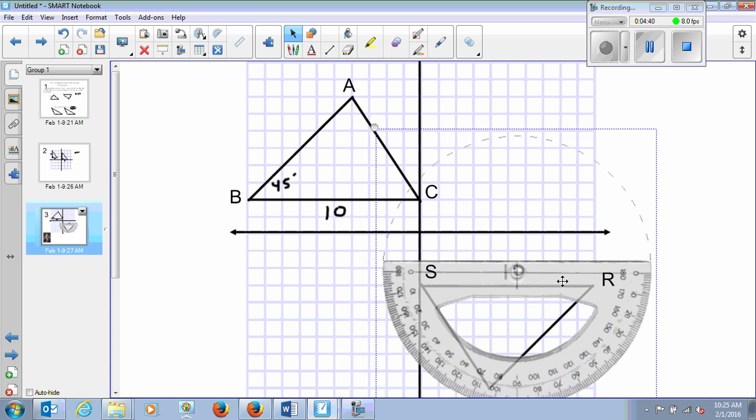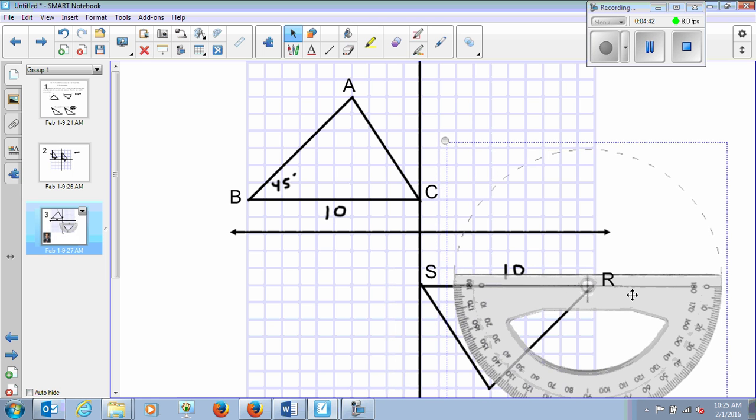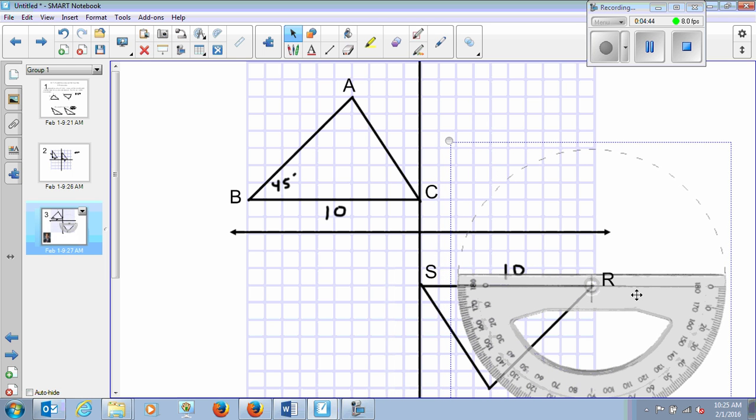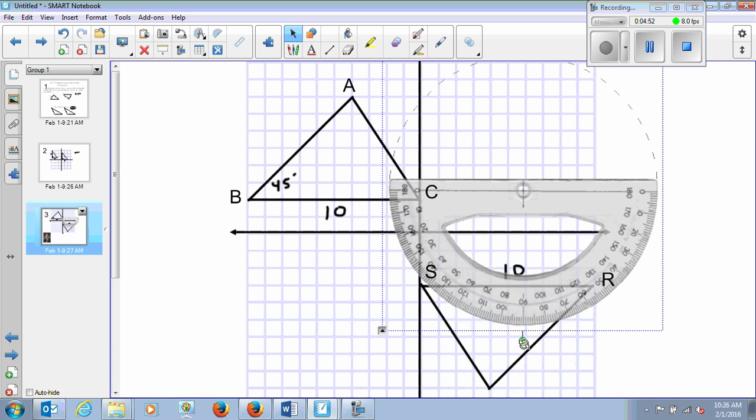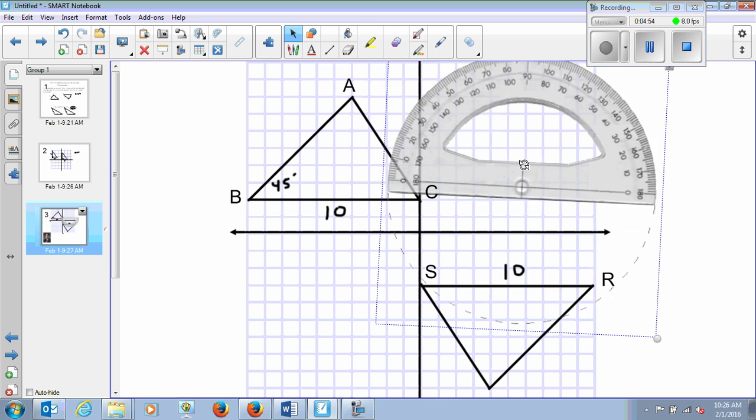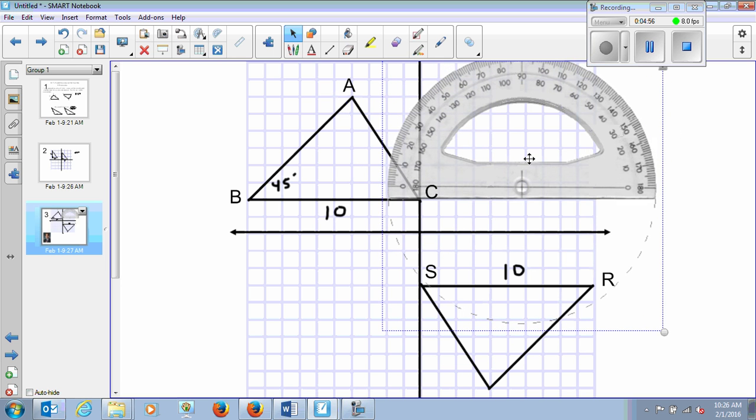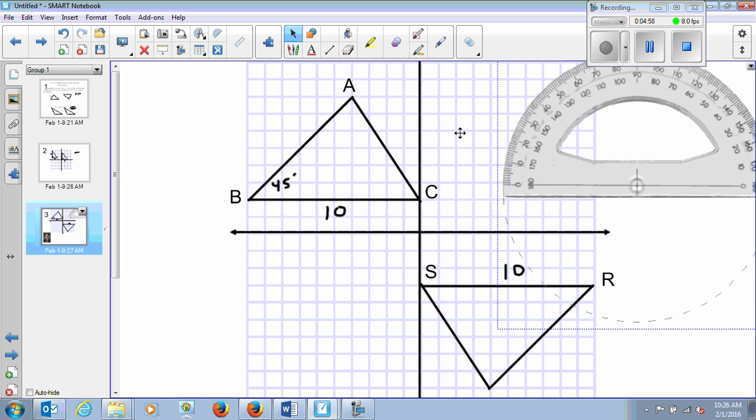Okay, so I've flipped it upside down. I want to put it on R, line those up, and then again I go 10, 20, 30, 40, 50. It's right there between 40 and 50, so I feel that that is also a 45-degree angle. Actually, I don't just feel that it's 45, I actually measured it.